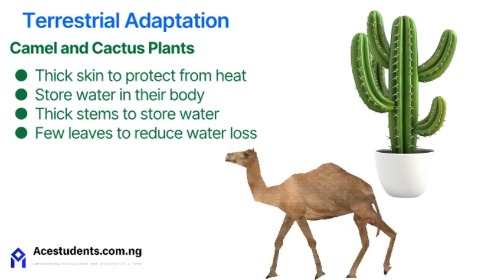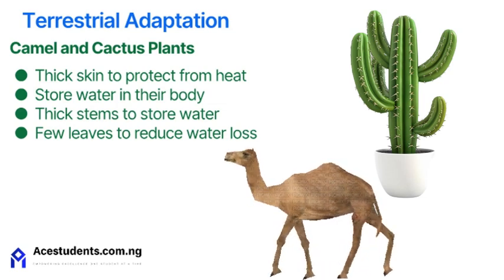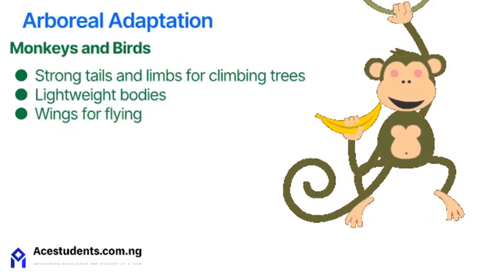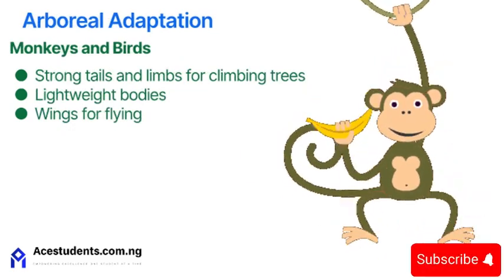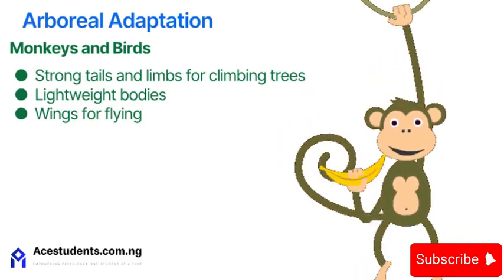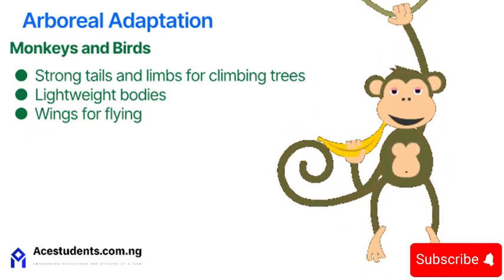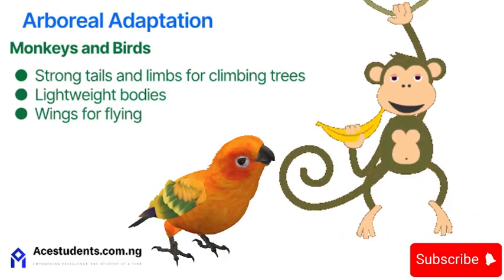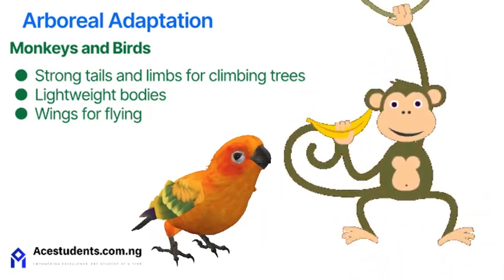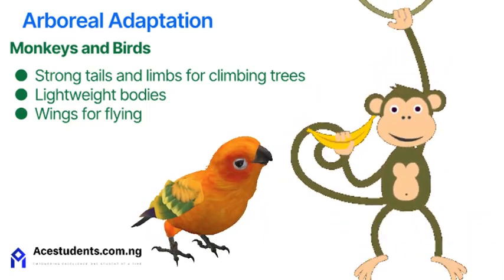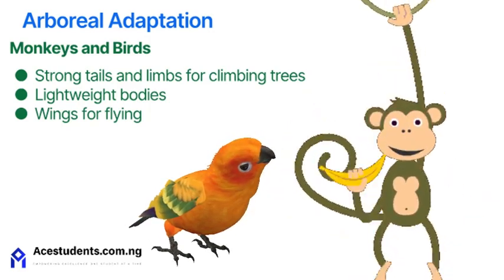Let's look at arboreal habitat. Monkeys live in tree-filled habitats. They have strong tails and limbs to swing and climb trees easily. Next is bird. Birds have lightweight bodies to make flight easier. Their wings allow them to fly and live in nests built high up in trees.